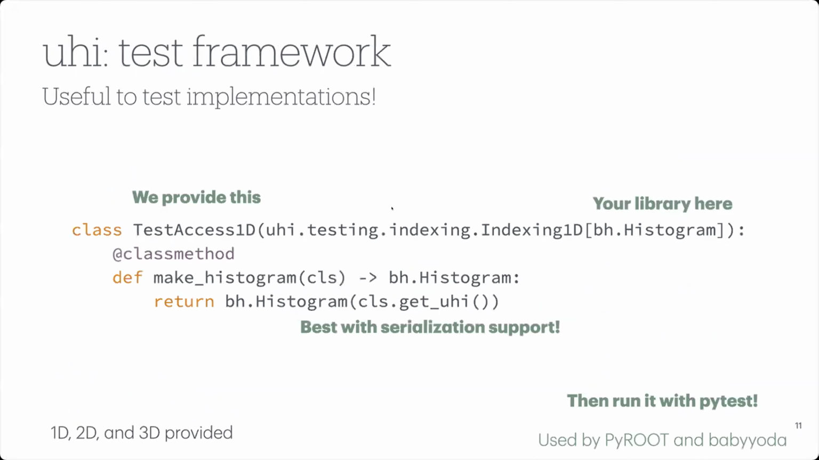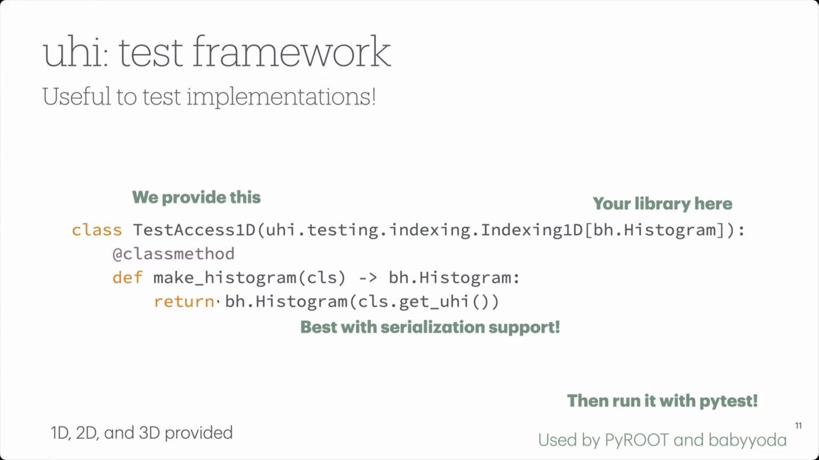Now, this is the new test framework, and this is useful for people writing an implementation. This is something that the Pirate and Baby Yoda authors picked up and used. And so what we do is we provide this thing, uhi.testing.indexing.indexing 1D, 2D, and 3D. And then you simply make a class that inherits from that, and you add a single method, this class method, make histogram.